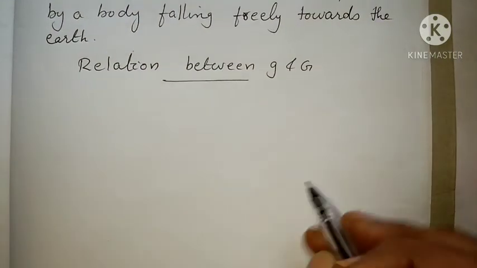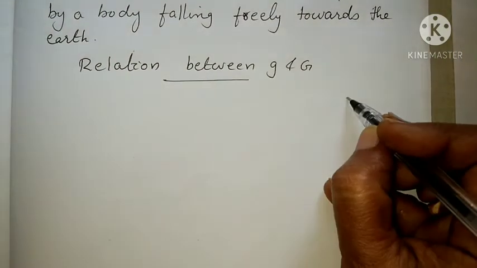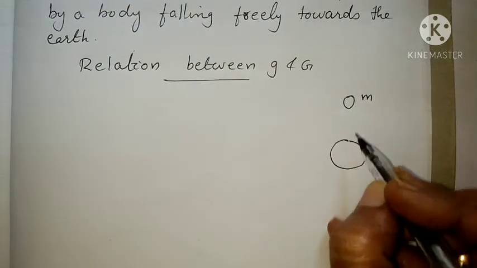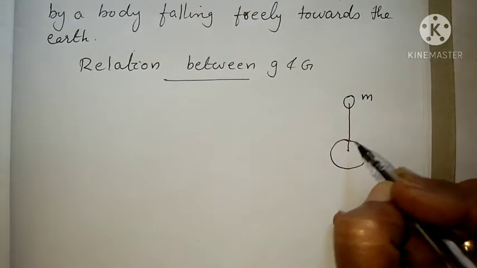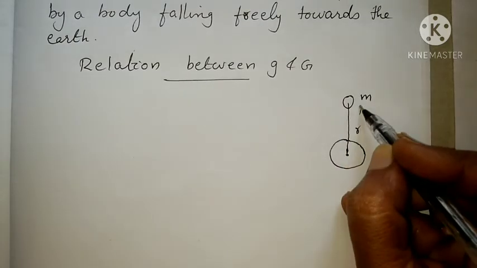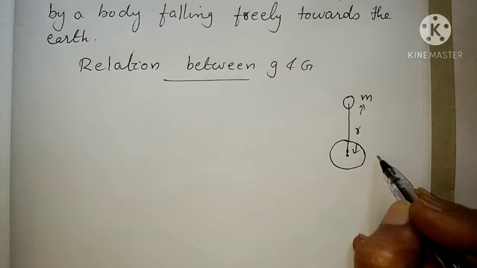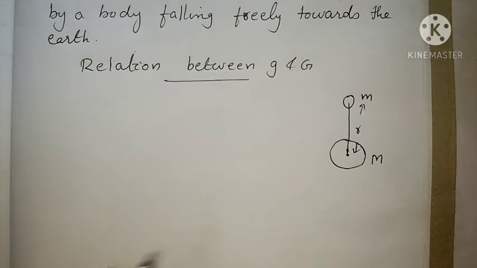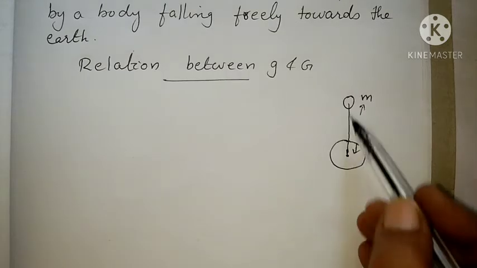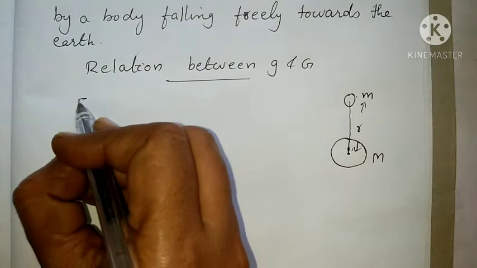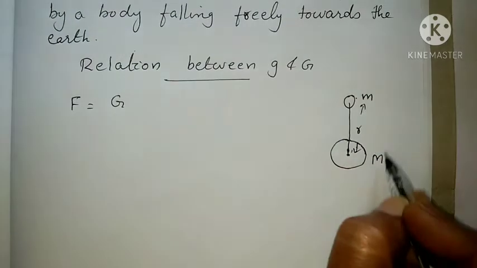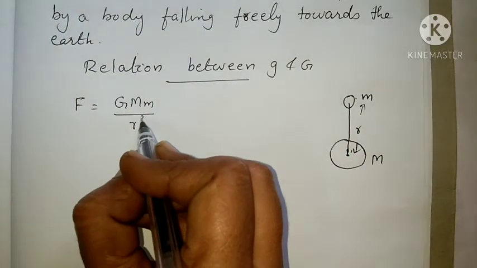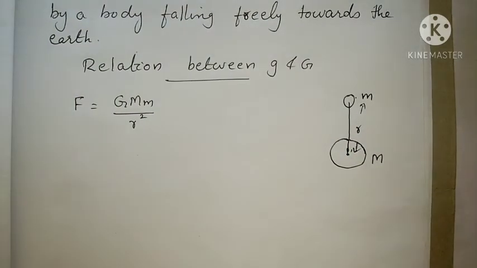So for that, you consider a body of mass m at a distance small r from the center of the earth, having mass capital M. Thus, the mass of the earth is capital M. Then you know that according to Newton's law of gravitation, the force between the earth and the body is written as F equal to G into capital M small m divided by the distance between them, r square. It is G m1 m2 by r square.